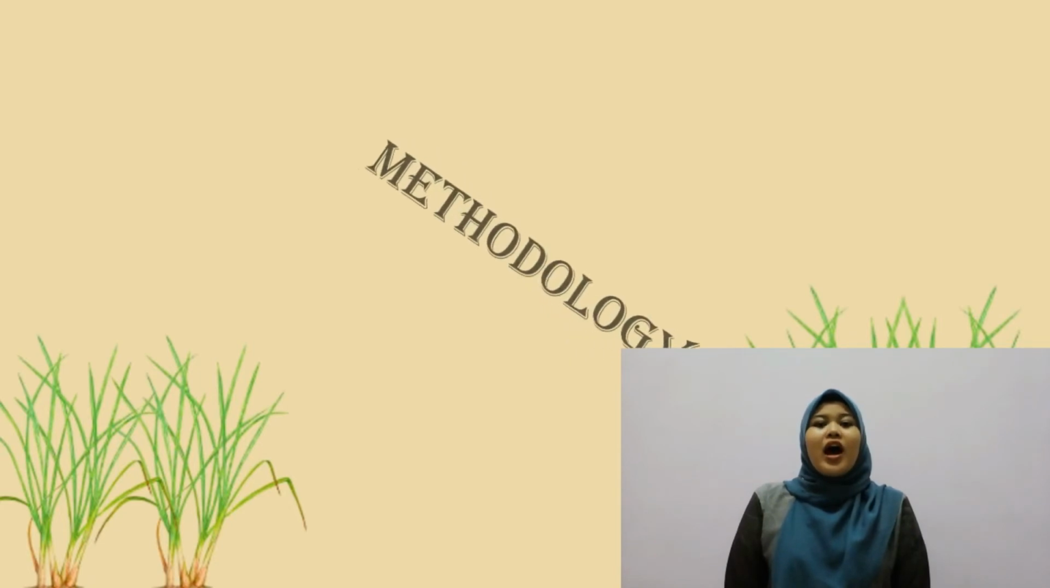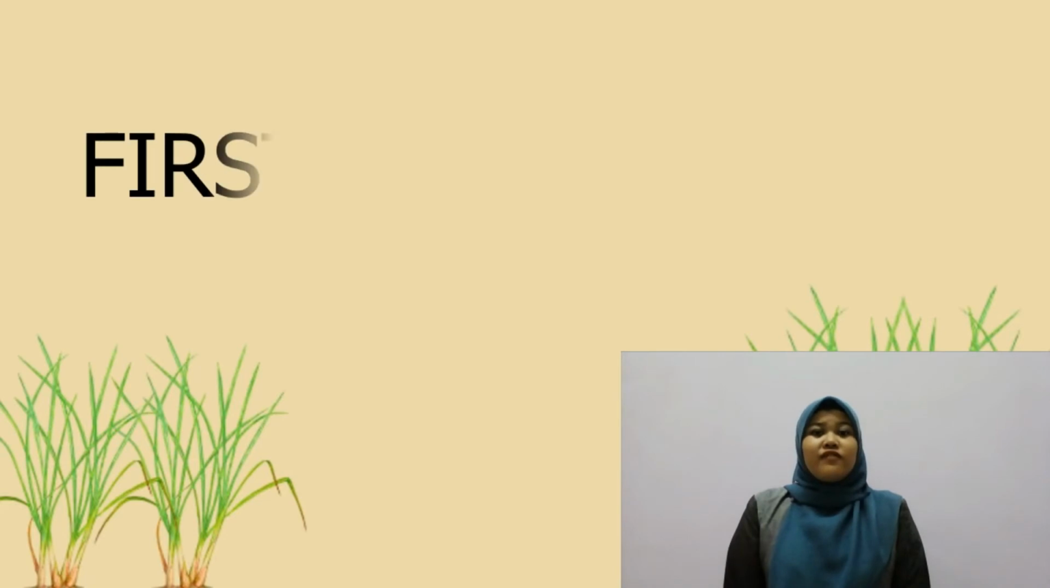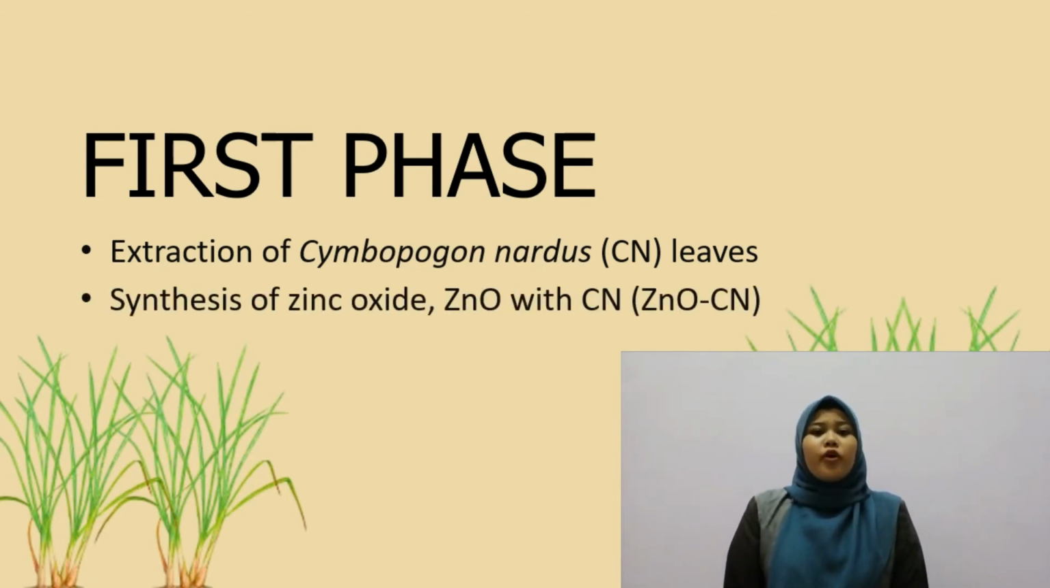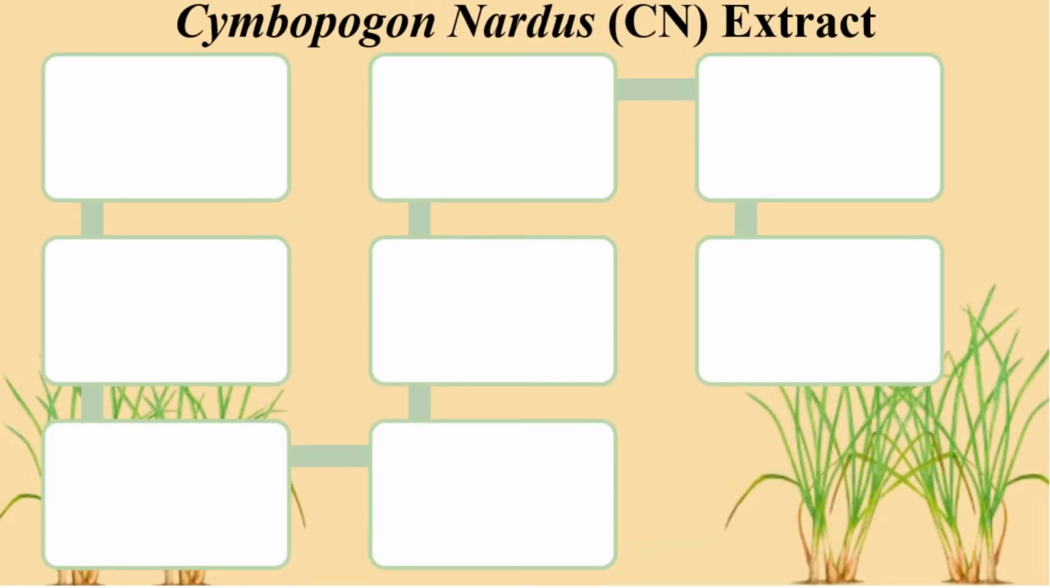Assalamualaikum warahmatullahi wabarakatuh. I am Nur Ain Maisarah Bahrim and I would be presenting the methodology. Our methodology consists of 3 parts with each part corresponding to this study's objectives. The first phase involved the extraction of phenolic compounds of Cymbopogon Nardus, CN leaves, and the synthesis of zinc oxide with Cymbopogon Nardus, ZnOCN. These are the steps involved in preparing plant extract.